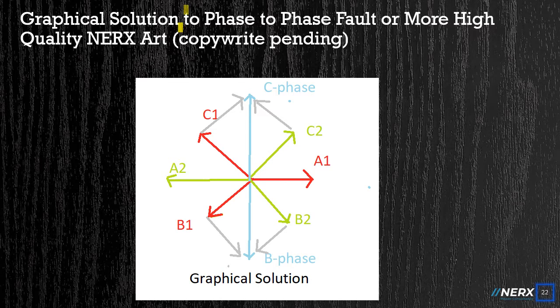Here is a graphical solution to how the network is derived. There is no current on the unfaulted phase and the other two phases have current that is 180 degrees out of phase and equal in magnitude. The positive sequence network feeds into the negative sequence network with the opposite polarity. This produces the 180-degree shift between the positive and negative components.